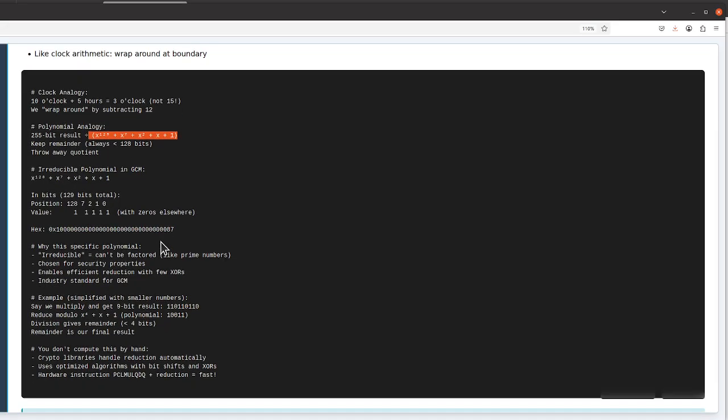You do not need to do this reduction by hand. The crypto library does it for you. But understanding that it is happening helps you understand why Galois field multiplication is different from normal multiplication, and why it has the security properties that make GHASH work.